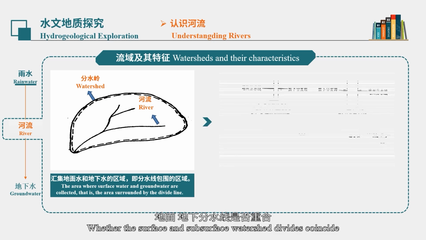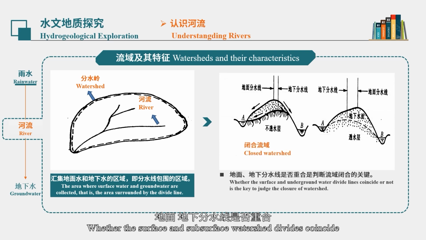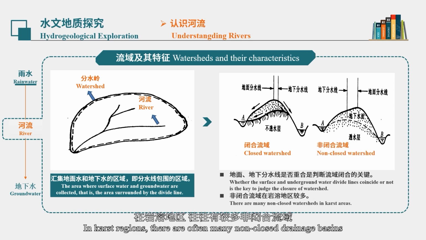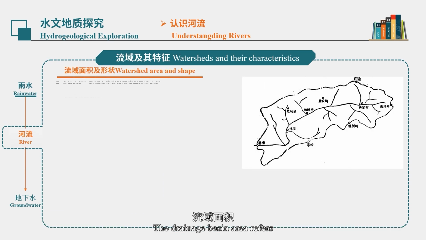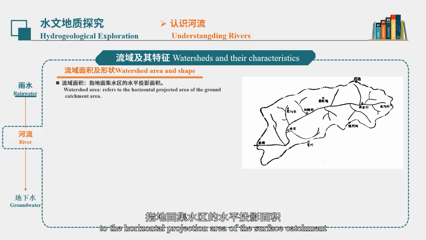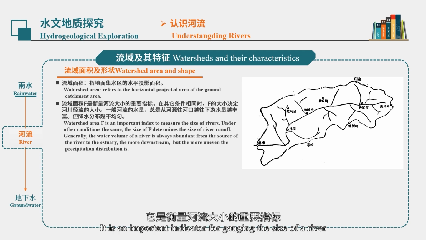Whether the surface and subsurface watershed divides coincide is crucial for determining if a drainage basin is closed. In karst regions, there are often many non-closed drainage basins. The drainage basin area, F, refers to the horizontal projection area of the surface catchment. It is an important indicator for gauging the size of a river. When other conditions are the same, the magnitude of F determines the volume of river runoff.